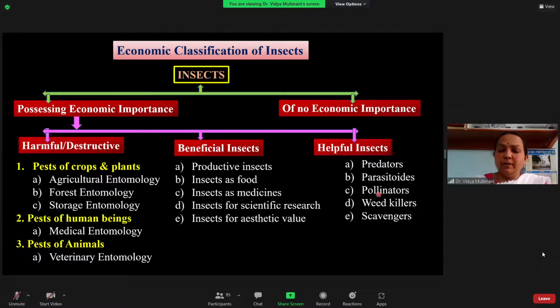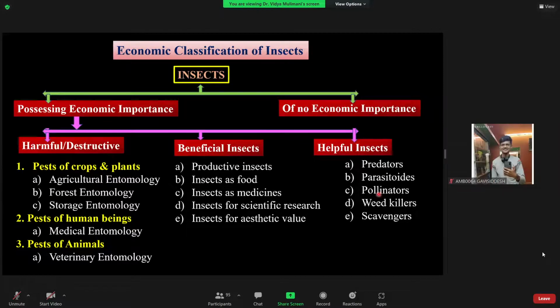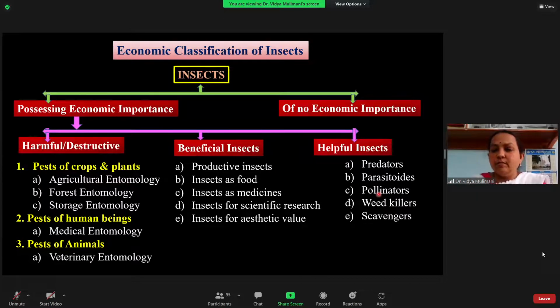Many times this is the asked question, and students do not write it, even though I tell you in this manner. So please don't go on giving the definition of predator, parasitoid, pollinators, weed killers when they ask you the classification. Your job is to give the classification with the examples. Don't make that mistake when I ask the same question in your exam. Only give this classification and insert the examples wherever I have told you. Shall I close the class then?